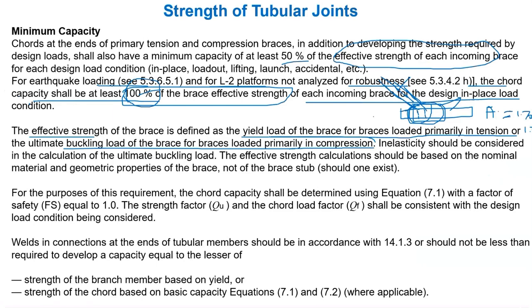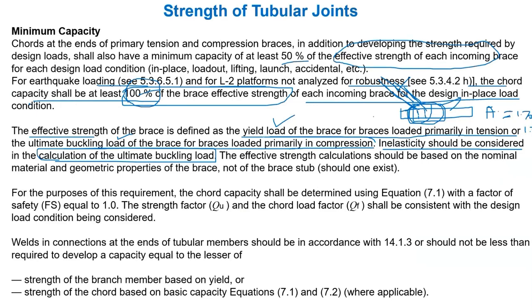If the brace is loaded primarily in compression, then we need to take the buckling load. If the brace is primarily loaded in tension, we need to take the yield load. So that yield load is the effective strength here, and buckling load is the effective strength there. It depends on whether the brace is subjected primarily to tension or primarily to compression. And inelasticity should be considered in the calculation of ultimate buckling load. Inelasticity means sometimes it can go a little plastic also, right? So that should be considered in the ultimate buckling load.